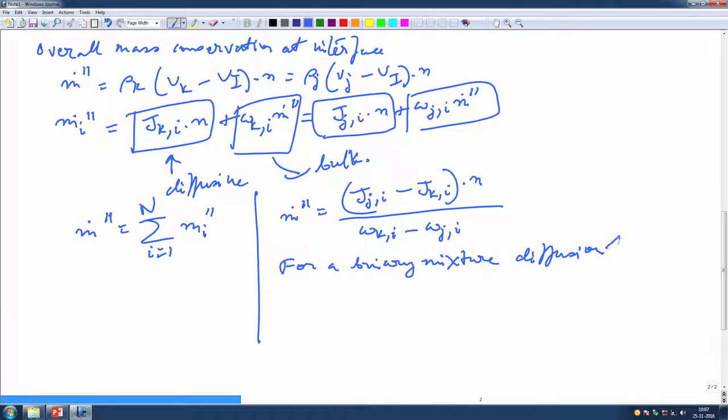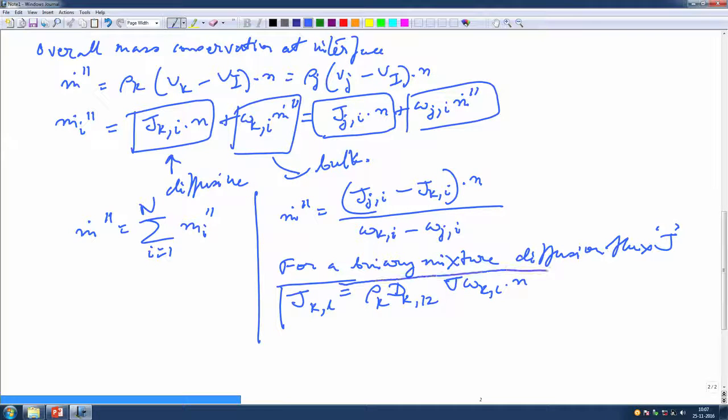this diffusion flux J, you know how to represent it for any particular mixture. This is basically represented as something like rho k D_k, with 1 and 2 being the two components. This is basically nothing but the concentration gradients. So, this is a very standard Fickian diffusion kind of model, where this is the diffusion term and this is the concentration gradient.